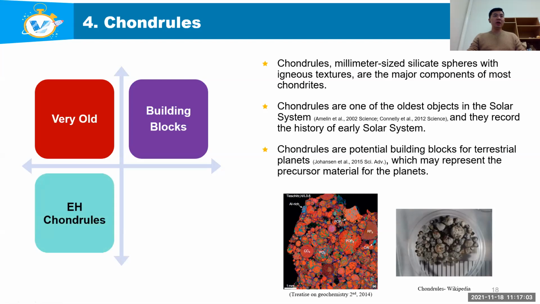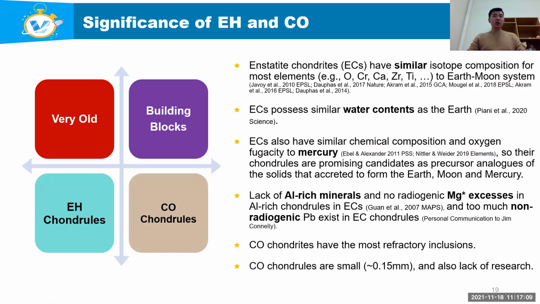And for my study, I mainly did two kinds of chondrules: one is EH, and the other one is CO. For enstatite chondrites, we know that they have similar isotope compositions for most elements to the Earth-Moon system. Also, enstatite chondrites possess similar water content as Earth. So it is promising that Earth and Moon originated from enstatite chondrites.